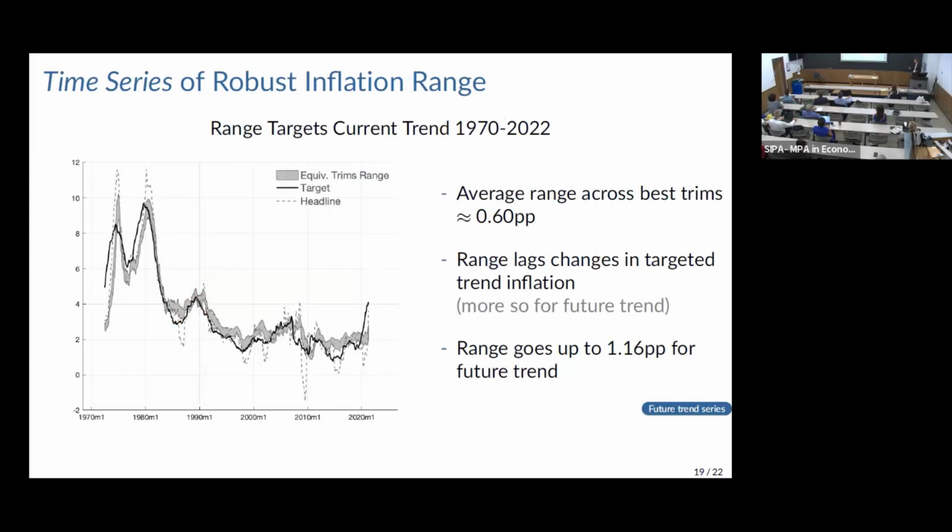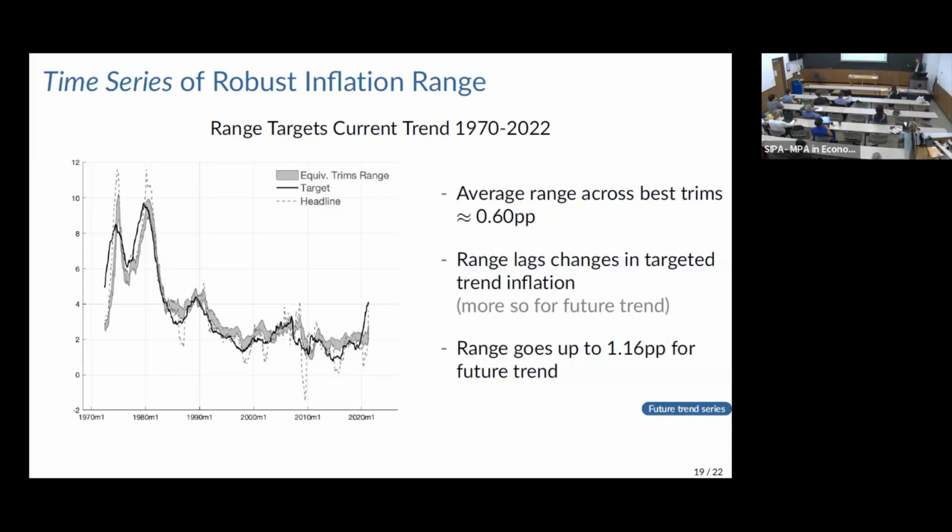It's also instructive to look at the time series of the robust inflation ranges. Here again, I'm having the current trend in mind. For these blue equivalent trims, you can see the gray shaded range over time relative to the target, that's the black line, and the headline inflation is the very bouncy line. You can see this wide range over time; it's not one particular episode. The range also changes with the targeted trend inflation. You can see this markedly here or here. It's a little bit more stable here.